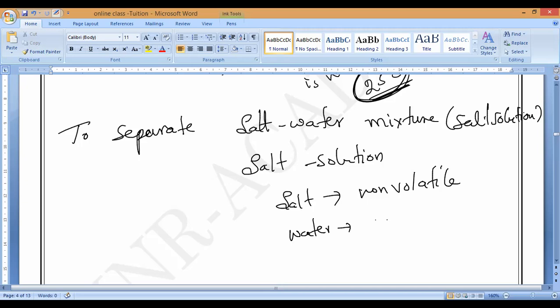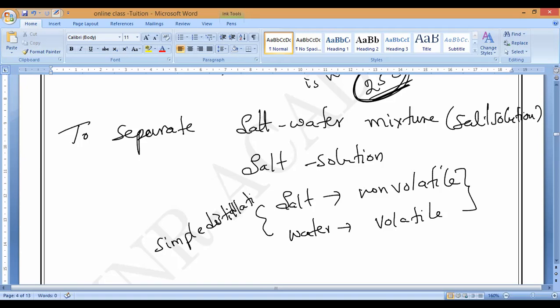Water is a volatile substance. So that is why we can use both volatile and non-volatile. So shall we use simple distillation? We can use the simple distillation technique. Is it understood, guys? Yes or no?